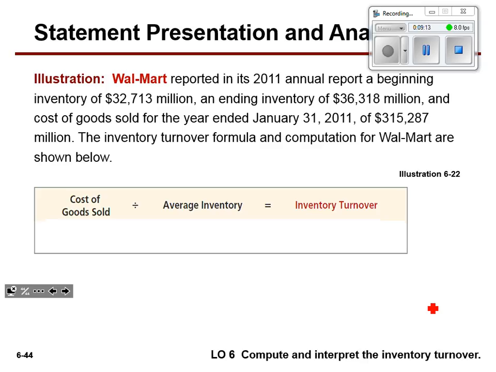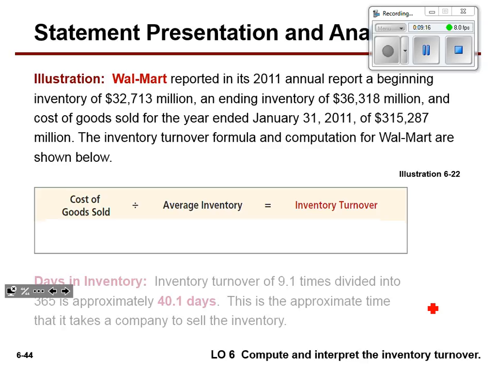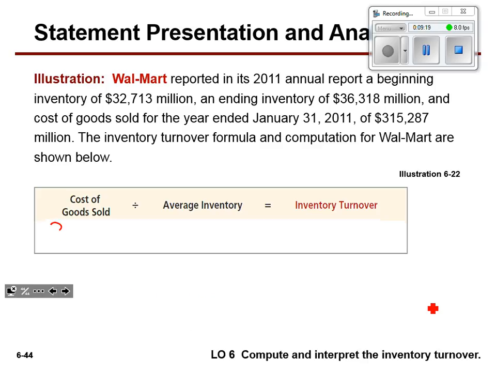So is this in your little supplemental notes too, I hope? Okay. So cost of goods sold, 315,287, but we know it's million, but we can just run with it. Just put the M back there so you know it's million. Divided by, we've got some math to do there, don't we? We are going to do 32,713 million. I'm running out of space here. I want to start over. I've got to write smaller. 315,287 million divided by the average.